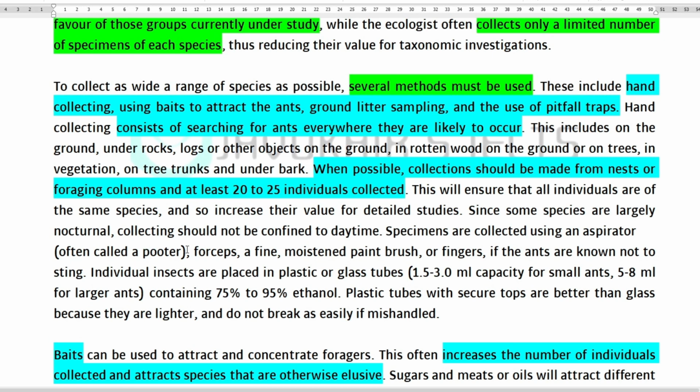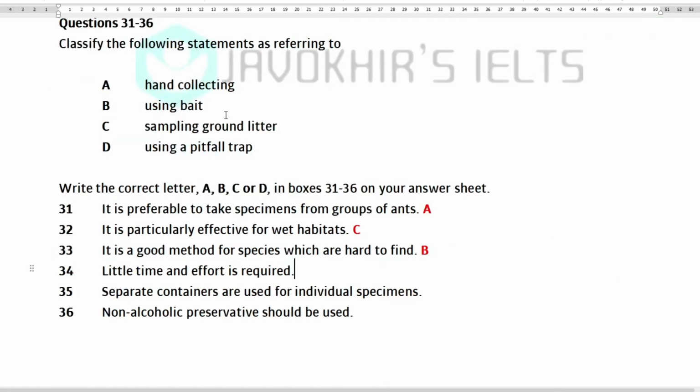Specimens are collected using an inspirator, often called a pooter, forceps, a fine moistened paintbrush, or fingers. If the ants are not known to sting, individual insects are placed in plastic or glass tubes containing 75 to 95 percent ethanol. Plastic tubes with secure tops are better than glass because they are lighter and do not break as easily if mishandled. So separate containers are used for individual specimens.